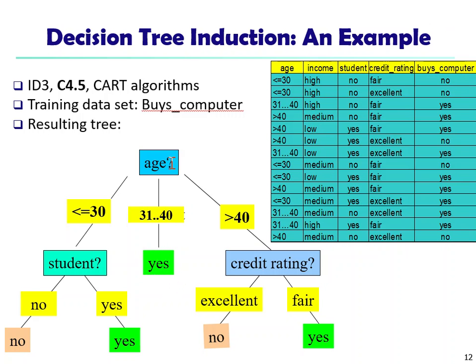So what this tree tells us is, if this individual's age is less than 30 years old and he's not a student, then he's not going to buy a computer. If the age is less than 30 years old and yes, this individual is a student, then this individual is going to buy a computer, because our label here is yes. The decision tree algorithm just converts the data into this tree.